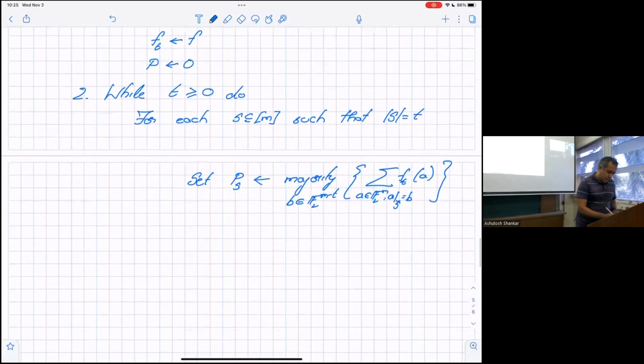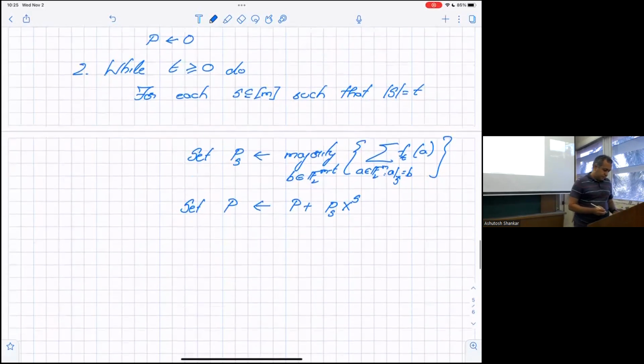Do that, then update P. The polynomial is the original polynomial you have so far plus PS excess. You update this. You do this for, so that's the for loop.